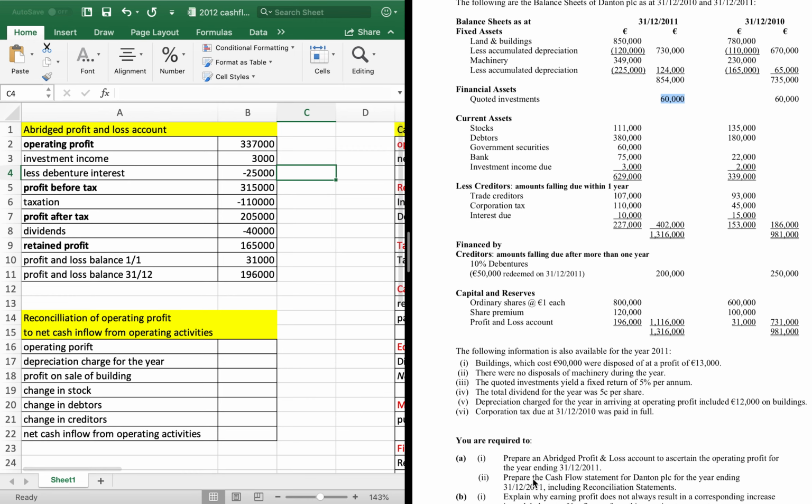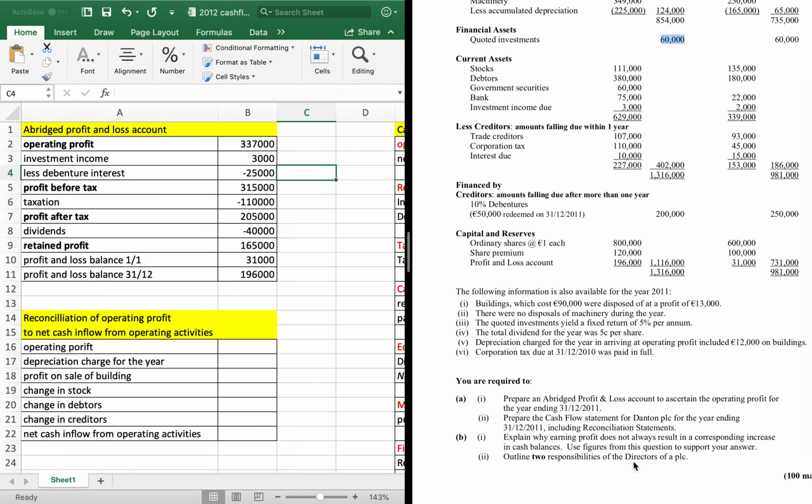Okay, so the second thing is prepare the cash flow statement for Danton for the year ended 31st of 12th, including the reconciliation statements. Now there are 2 reconciliation statements. You can't actually do the cash flow statement without having done the first one. So the first one is the reconciliation of operating profit to net cash inflow from operating activities. Now what that means is how much of our profit, our operating profit, is a net cash inflow, so is leading to cash coming into our business.